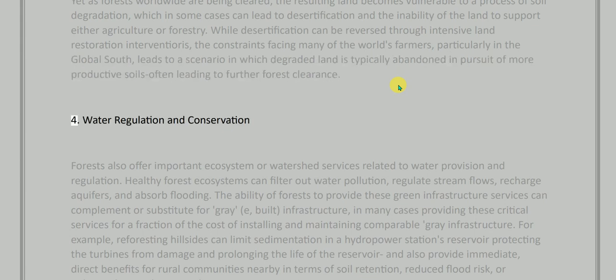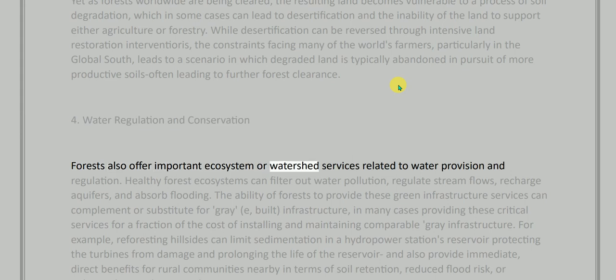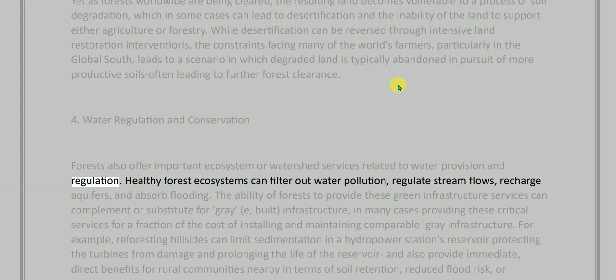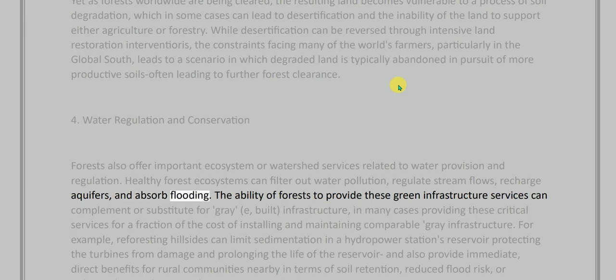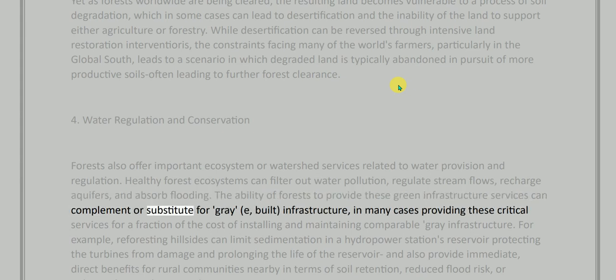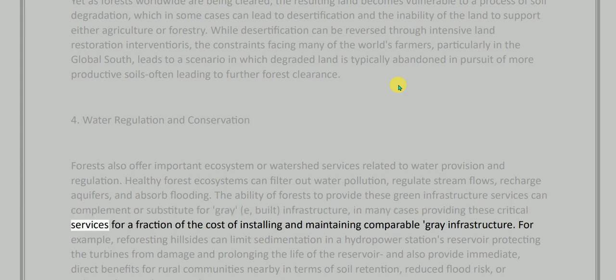4. Water regulation and conservation. Forests also offer important ecosystem or watershed services related to water provision and regulation. Healthy forest ecosystems can filter out water pollution, regulate stream flows, recharge aquifers, and absorb flooding. The ability of forests to provide these green infrastructure services can complement or substitute for built infrastructure, in many cases providing these critical services for a fraction of the cost of installing and maintaining comparable gray infrastructure.